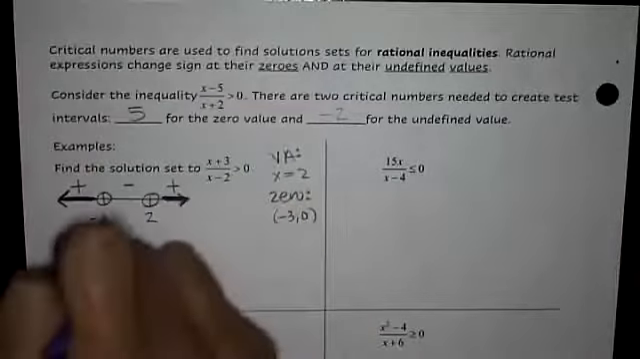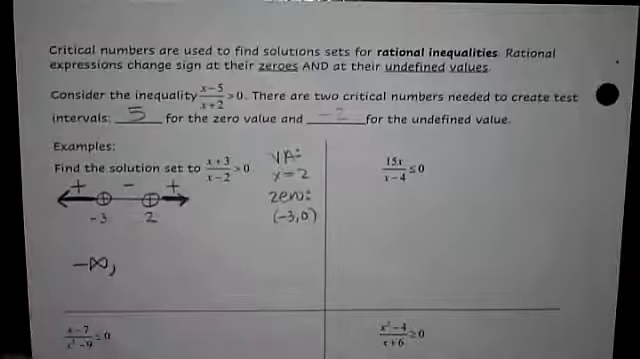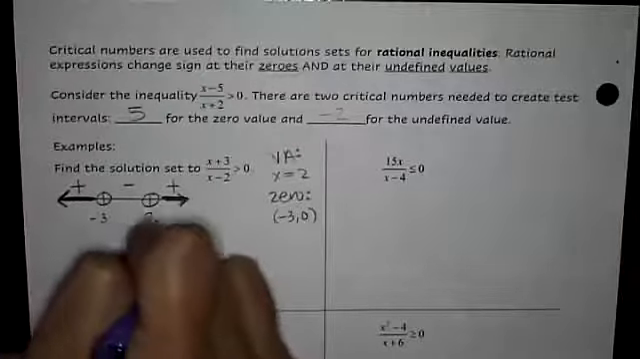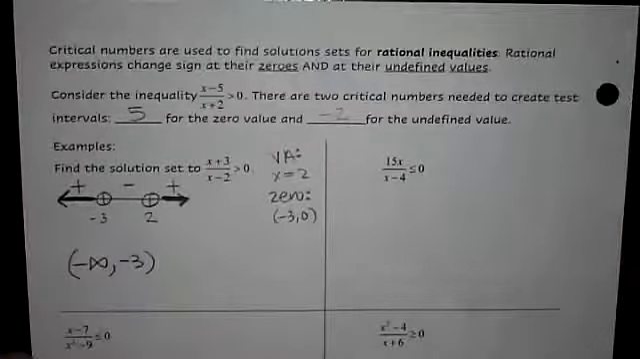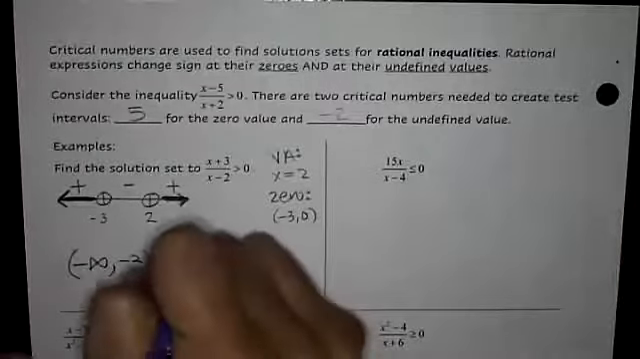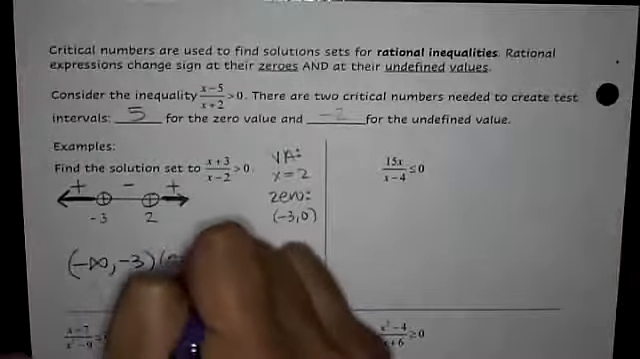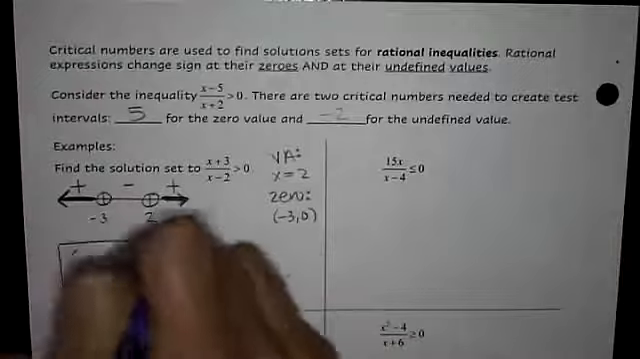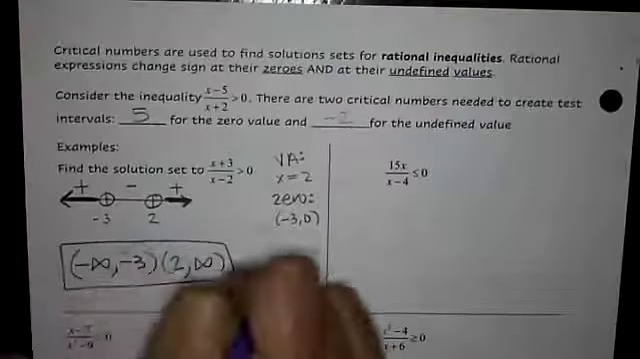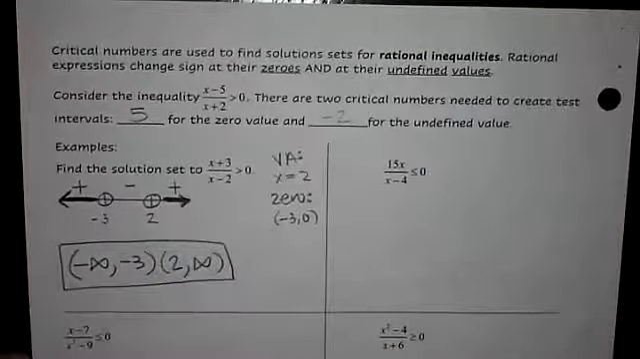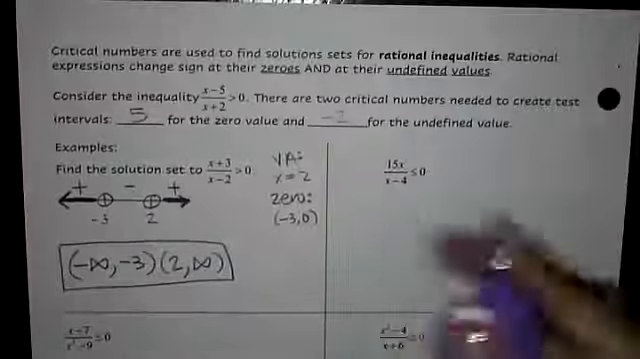And so we write that out just like we did with polynomials, from -infinity to -3, parentheses on the -3 since it's an open circle, and then it picks back up at 2 and goes to infinity. All right, we'll try another one here.